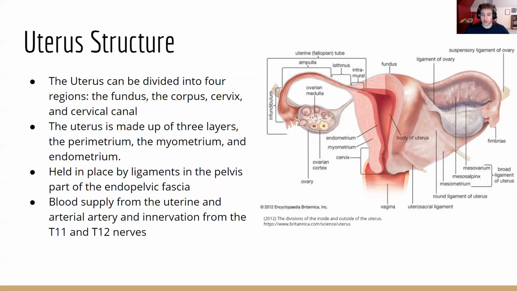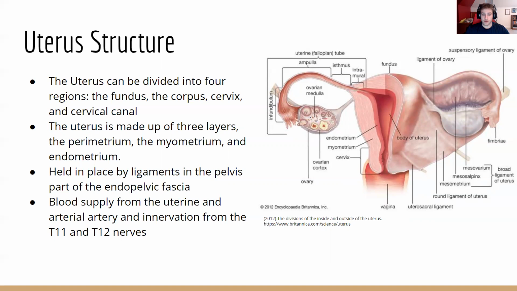The second portion of the uterus is the corpus, also known as the body. The corpus is just the main and middle part of the uterus below the fallopian tube opening and above the cervix. It is the main hollow portion of the uterus and expands greatly during pregnancy. It is also made of thick, smooth muscle like the fundus.